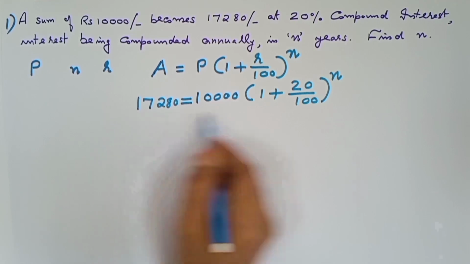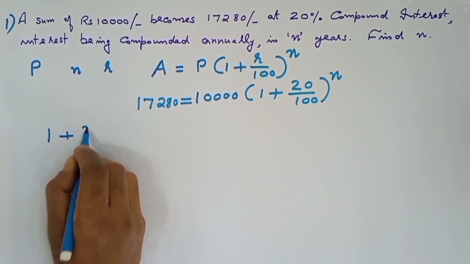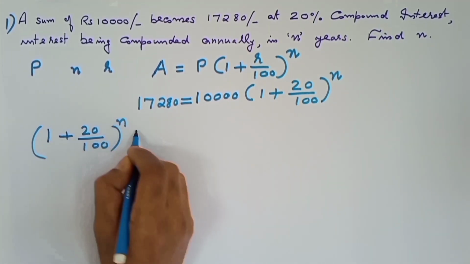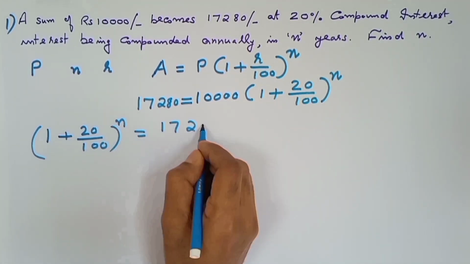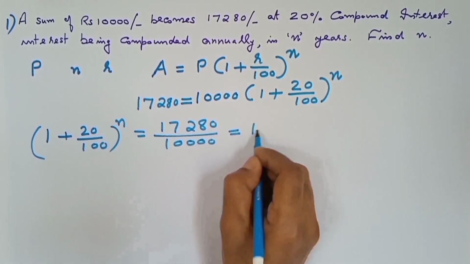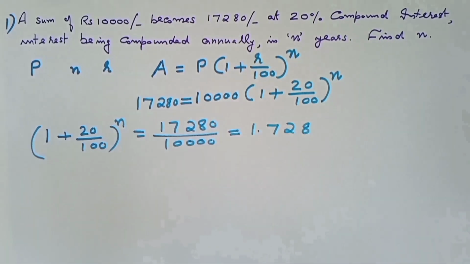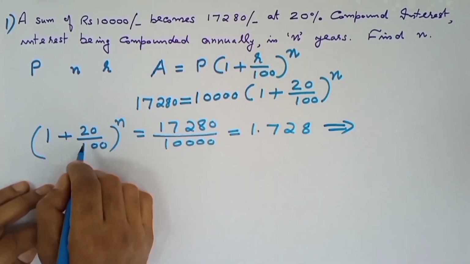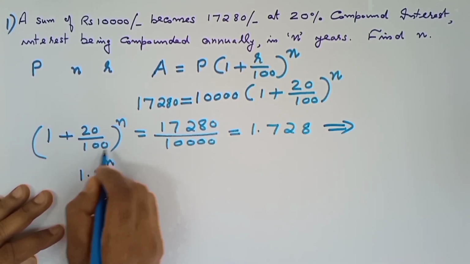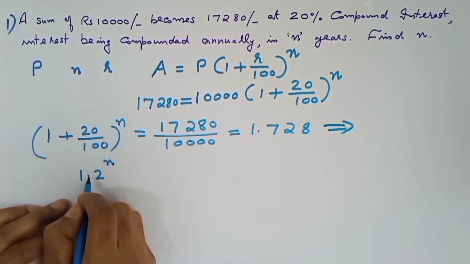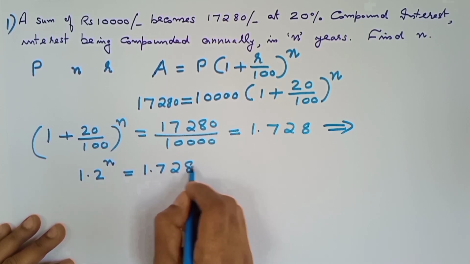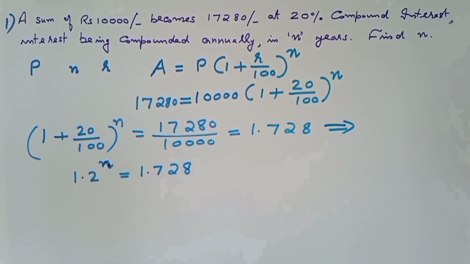Take 10,000 to the left side and write this left side just for convenience. I'm writing this first. The whole raised to n is equal to 17,280 divided by 10,000, this is actually 1.728. Now the left side is this. On simplification you will get 1.2. Whatever you have inside will get reduced to 1.2 raised to n equal to 1.728. Now to find out n, trial and error is the only method.